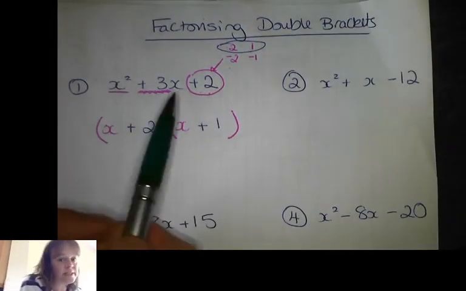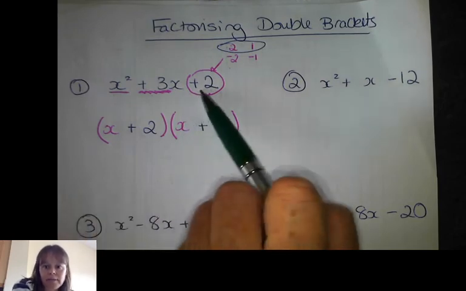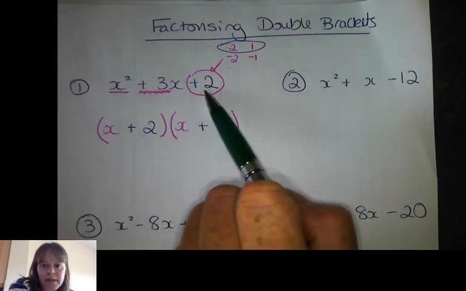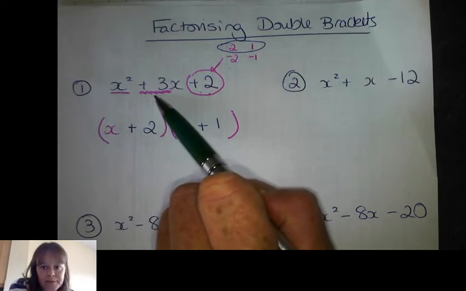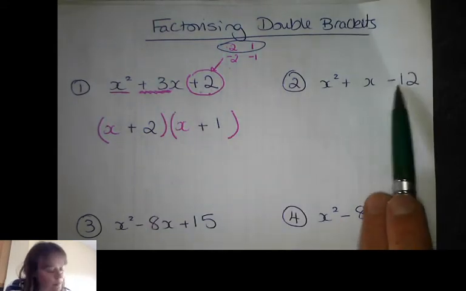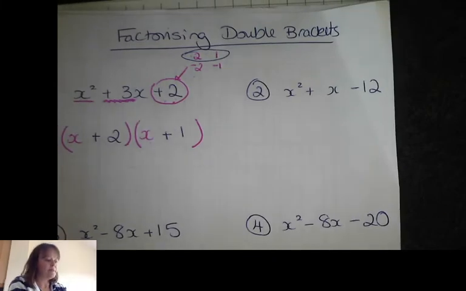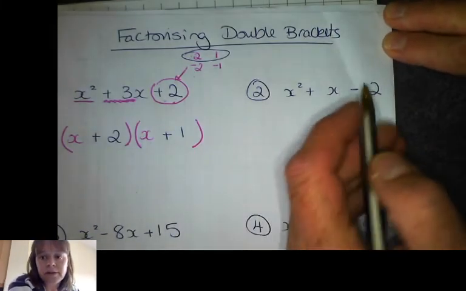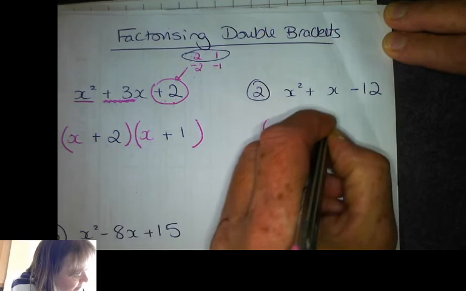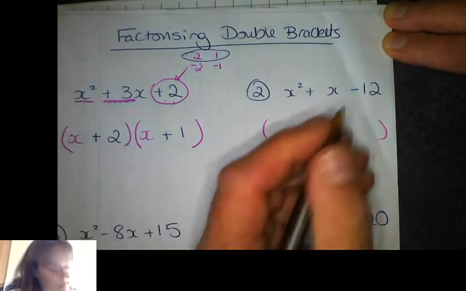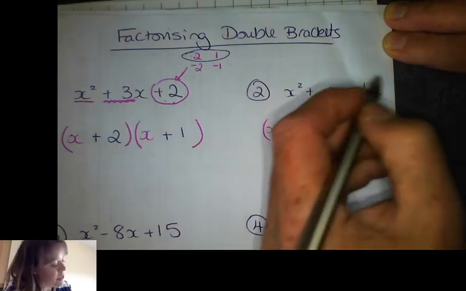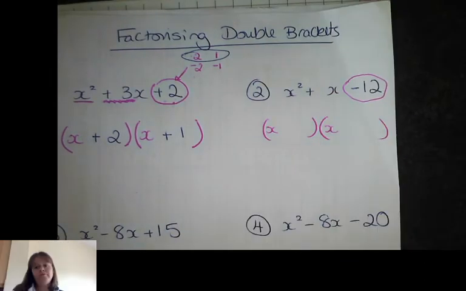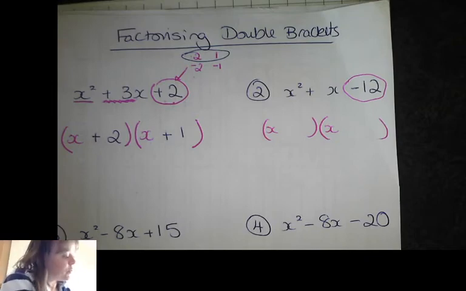Okay, so remember, what did I do? I listed everything that multiplied to give me this number, and then I selected the pair that added up to positive 3. Now we're going to do it over here with a negative number, and actually a bigger number, so there's more to choose from. So firstly, 2 brackets, check that that just says x squared, which it does, put an x at the front of each of those. Next up, everything I can think of that multiplies to give me minus 12.